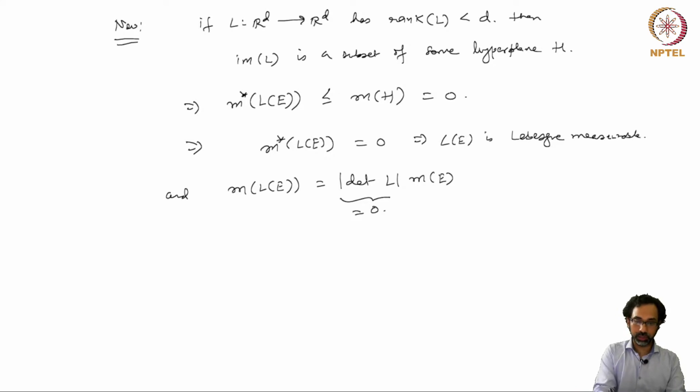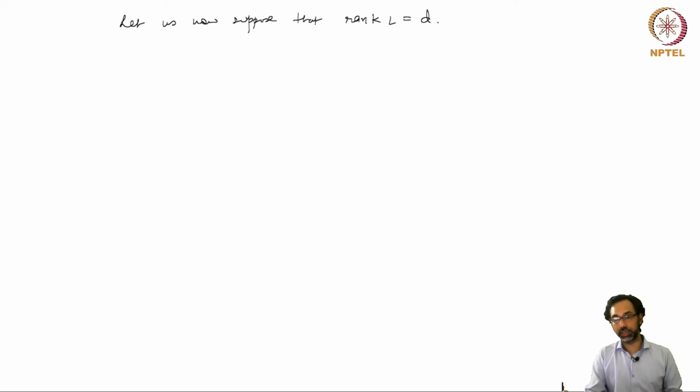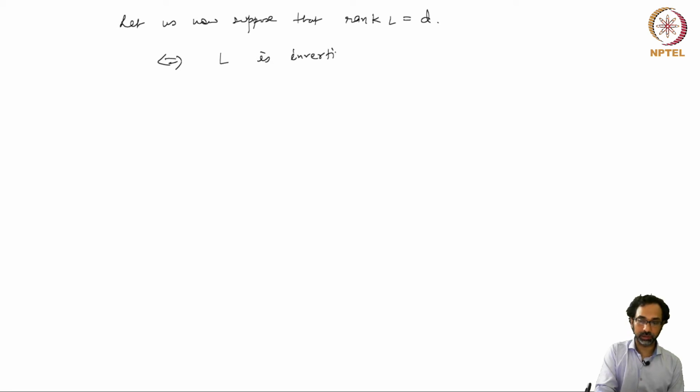Now we come to the case when, let us now suppose, that the rank of L is precisely d. This means that, first, L is invertible, and it is also equivalent to saying that the determinant of L is not equal to 0. Now L is a linear transformation.